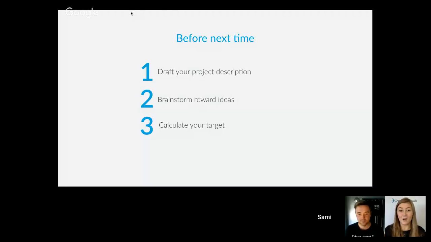And second, start brainstorming reward ideas. Ask the people that you want to support you, what would they want? Ask all your friends and get some ideas together. And third is something we haven't really touched on, but there's lots of advice on in the guides, as mentioned before, which is calculate your target. So go and have a look in the guides on how to do that.